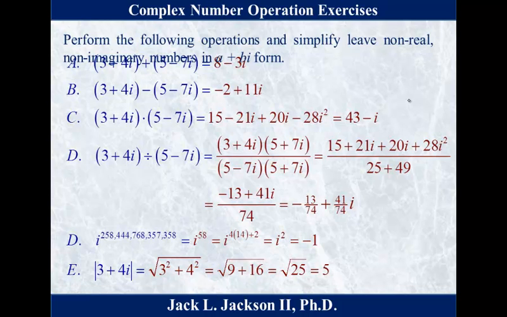The norm or modulus of 3 plus 4i is just 3 squared plus 4 squared and then square root. So that's 9 plus 16 is 25, and square root of that would be 5.